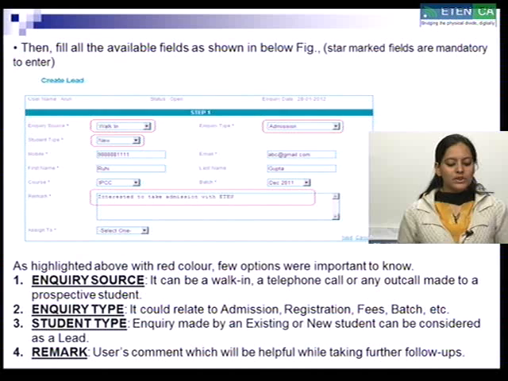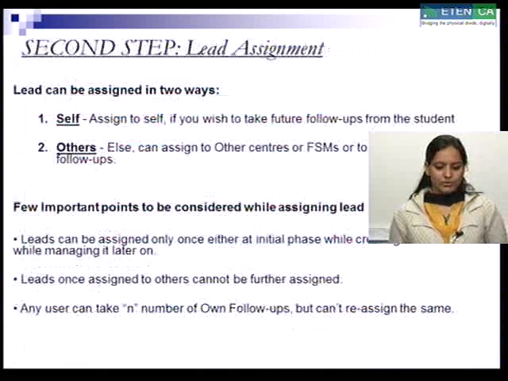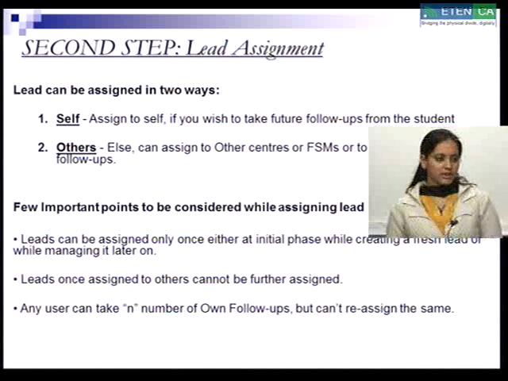Now we'll move towards our second step, which is needed for assigning a lead. The second step says a lead can be assigned in two ways. First is self, second is others. Self says assign to self if you wish to take future follow-ups from the students. Others can assign to other centers or FSMs or to call center for further follow-ups if it is not related to your center itself.